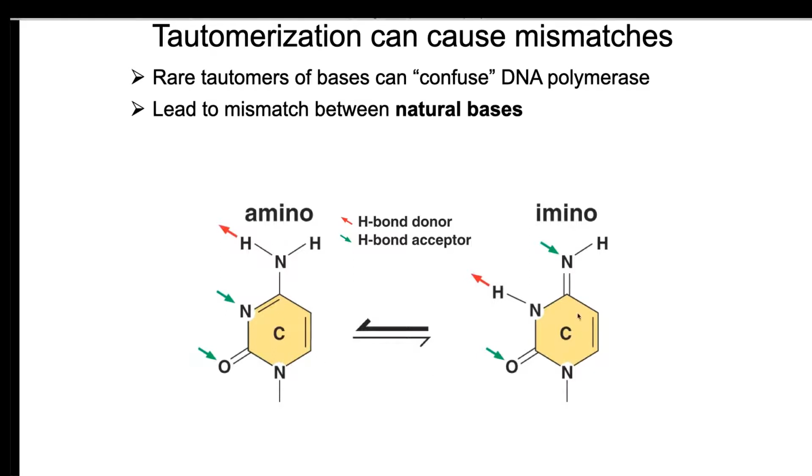However, there is a rare tautomeric state where it no longer has this hydrogen here. These electrons are over here in the double bond here. Well, now we don't have a hydrogen donor involved in that third base pair with the guanine. And so this cytosine in this rare tautomeric state can sometimes mismatch and cause mismatches.